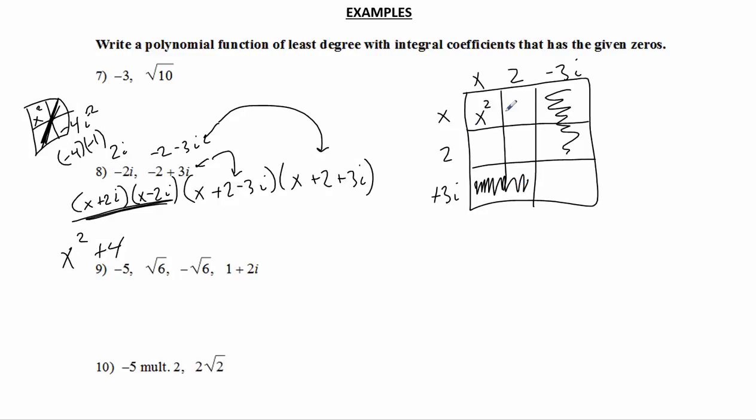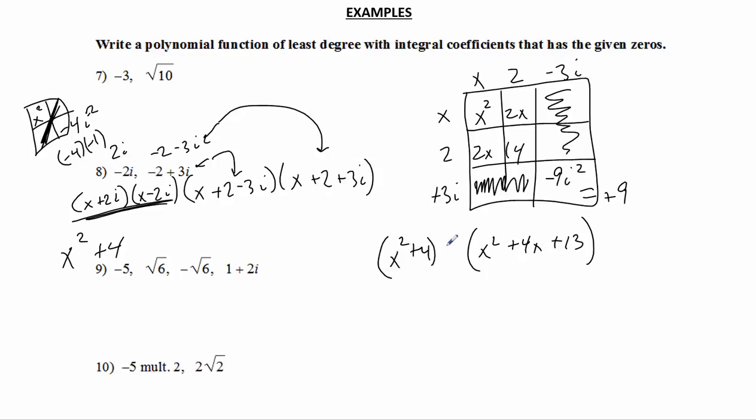So I get x squared, I get 2x, I get 2x, I get 4. Now down here, I get negative 9i squared, which is actually equal to positive 9. So then I get x squared, 2 and 2 is 4x, and then 4 plus 9 is 13. I can combine those 4, 9, 13. Now let's multiply those together as x squared plus 4. You can do this box, and press play when you have this done, and you'll see if your answer is right.